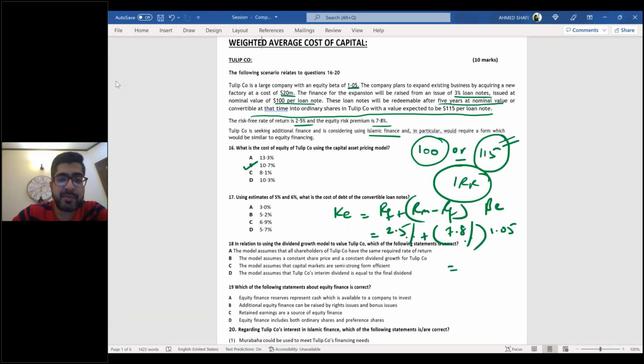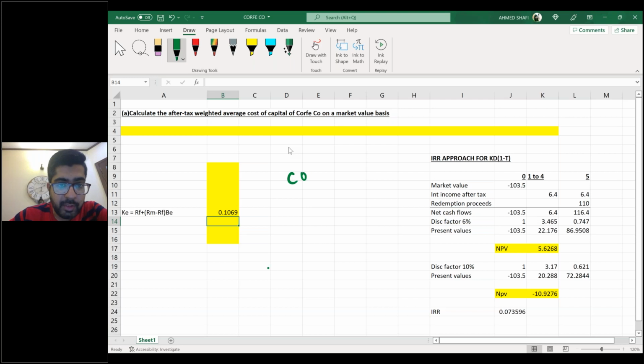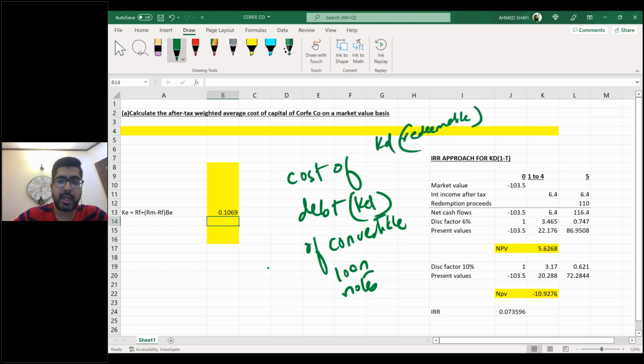17. Using estimates of 5% and 6%, what is the cost of debt of convertible loan notes? Please pay attention. It's asking cost of debt KD of convertible loan notes. Now, cost of debt KD, had it been redeemable, IRR, and had it been irredeemable, I told you a formula. If cost of debt KD of convertible is to be calculated, again IRR. So cost of debt KD of convertible, okay, it's again IRR.